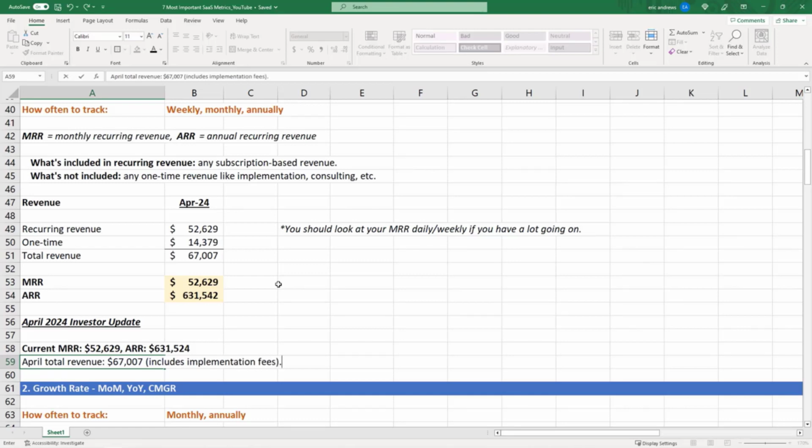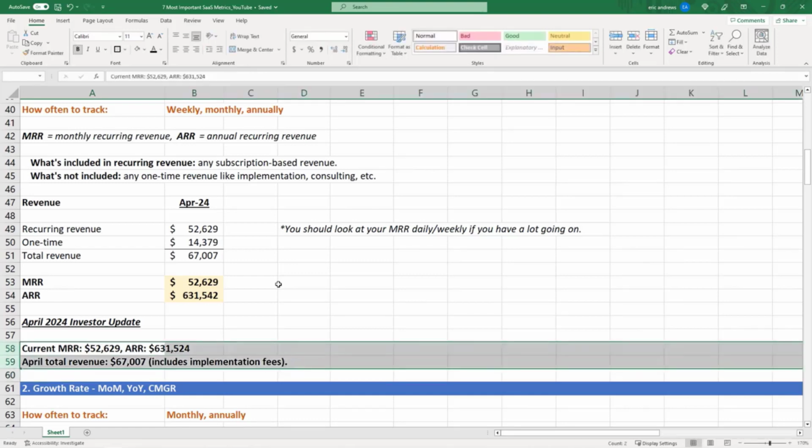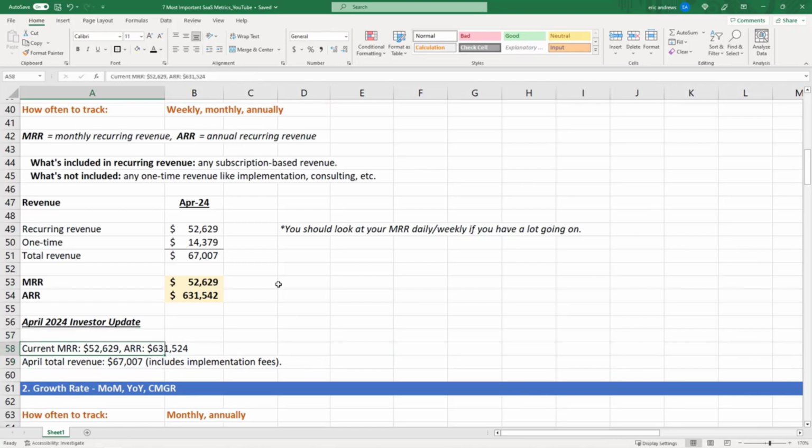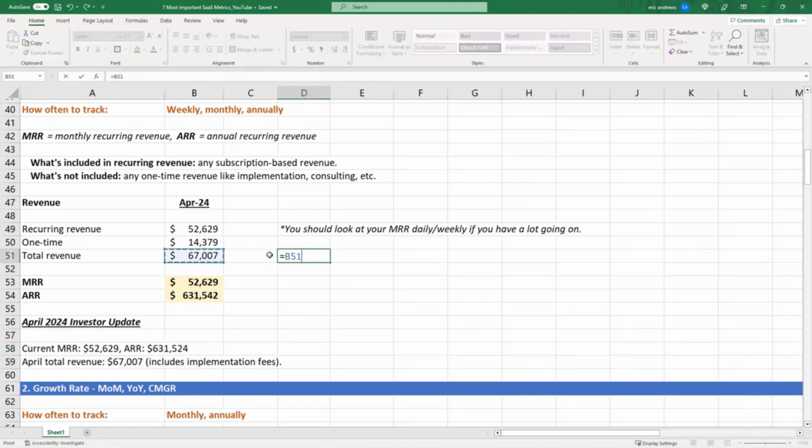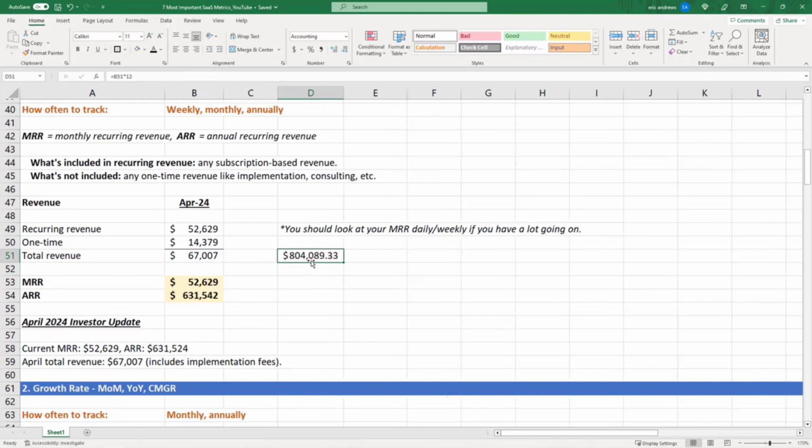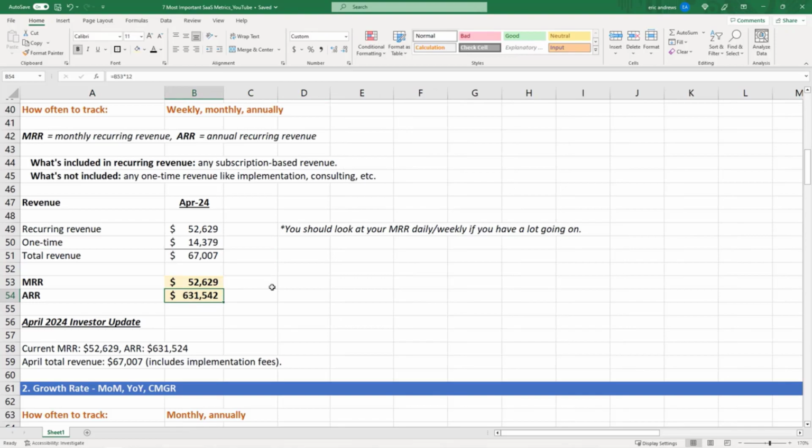fees. So remember, your ARR does not include one-time revenue. If you just take your total revenue and multiply it by 12, that is not your ARR, and investors will look into this. Your ARR is not 800K, it's 631K. Investors will look into this in diligence, and they will find out if you miscalculated it. So you want to make sure you do that correctly.